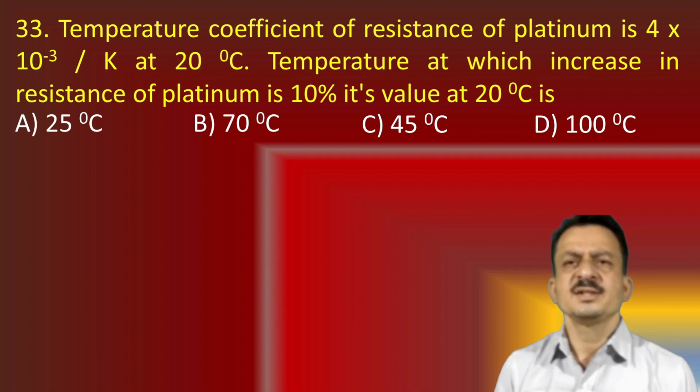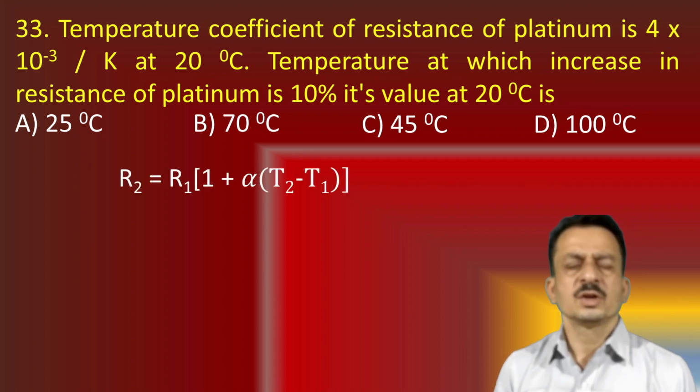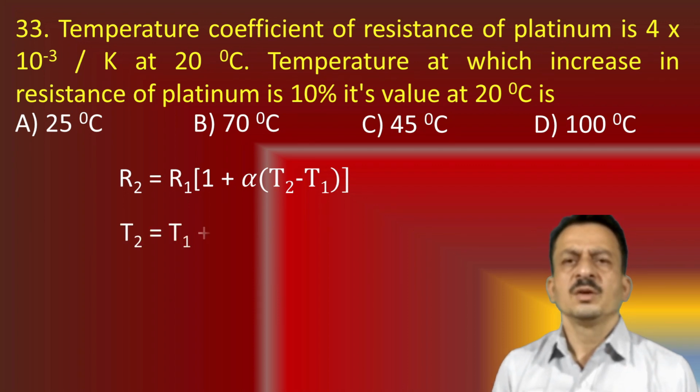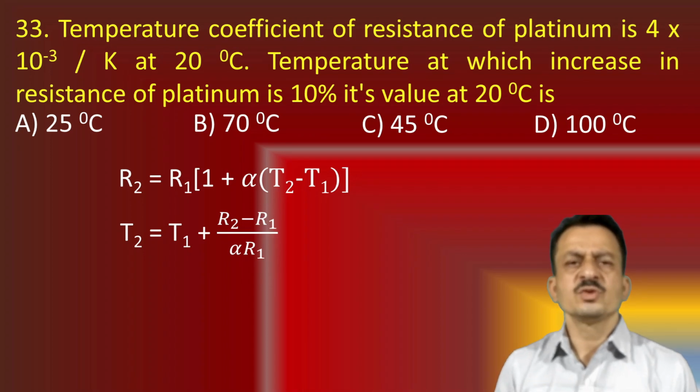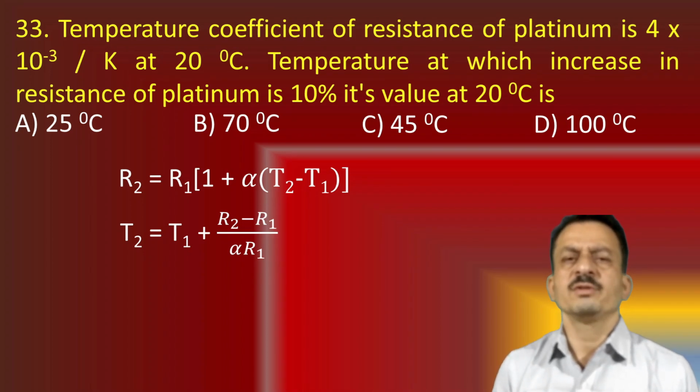Now here the rise in resistance is given, that is 10%. We have to calculate the temperature. Now R2 is equal to R1 into 1 plus alpha into T2 minus T1. We know another direct formula, that is T2 is equal to T1 plus R2 minus R1 divided by alpha into R1. Here R1 and R2 are not given, we will choose them. If I take it as R1, and R2 is 10% of R1, 10% of R1 means it is 1.1.